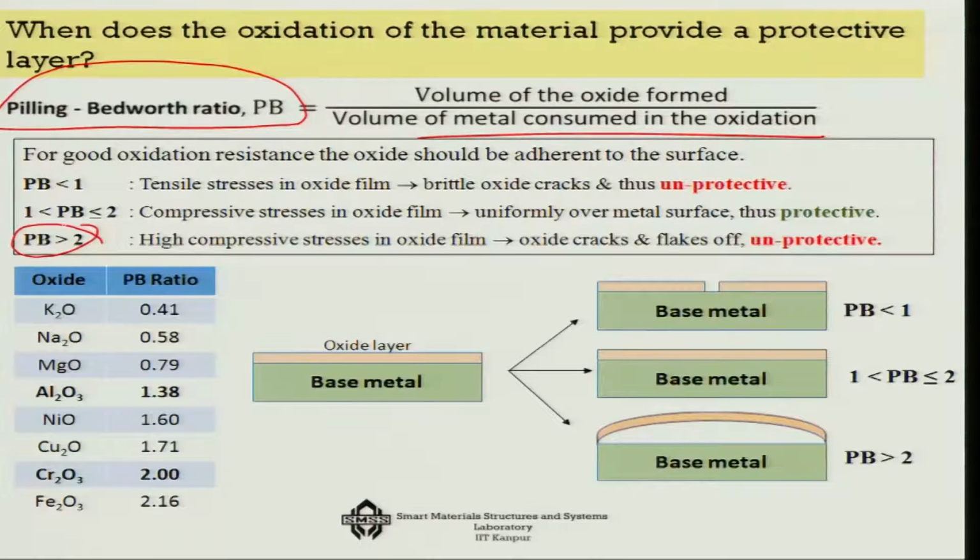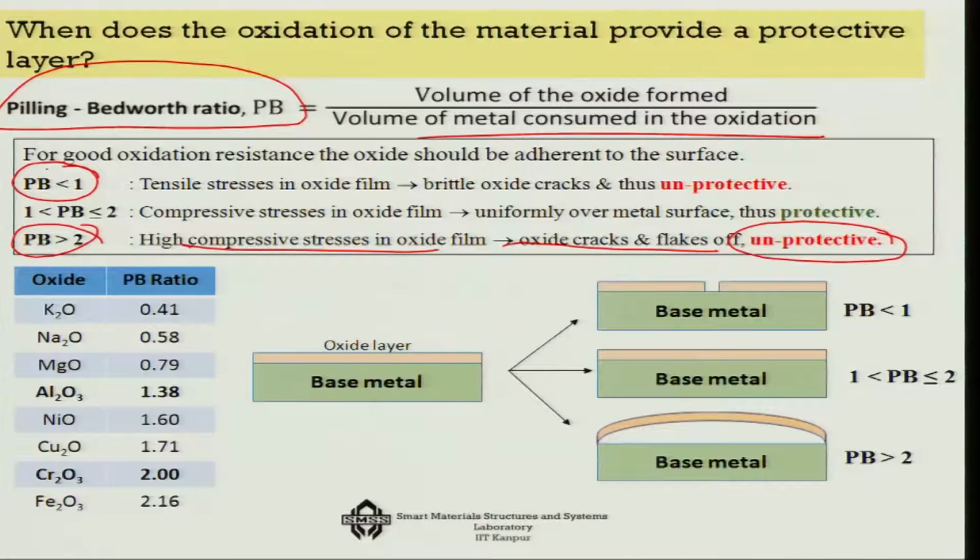Okay. So, as a result, there will be high compressive stresses in the oxide film, because the volume of oxide formed is quite high, and there will be oxide cracks and flaking off, and this material then cannot be used as a protective material because of its tendency to develop cracks and flaking off.